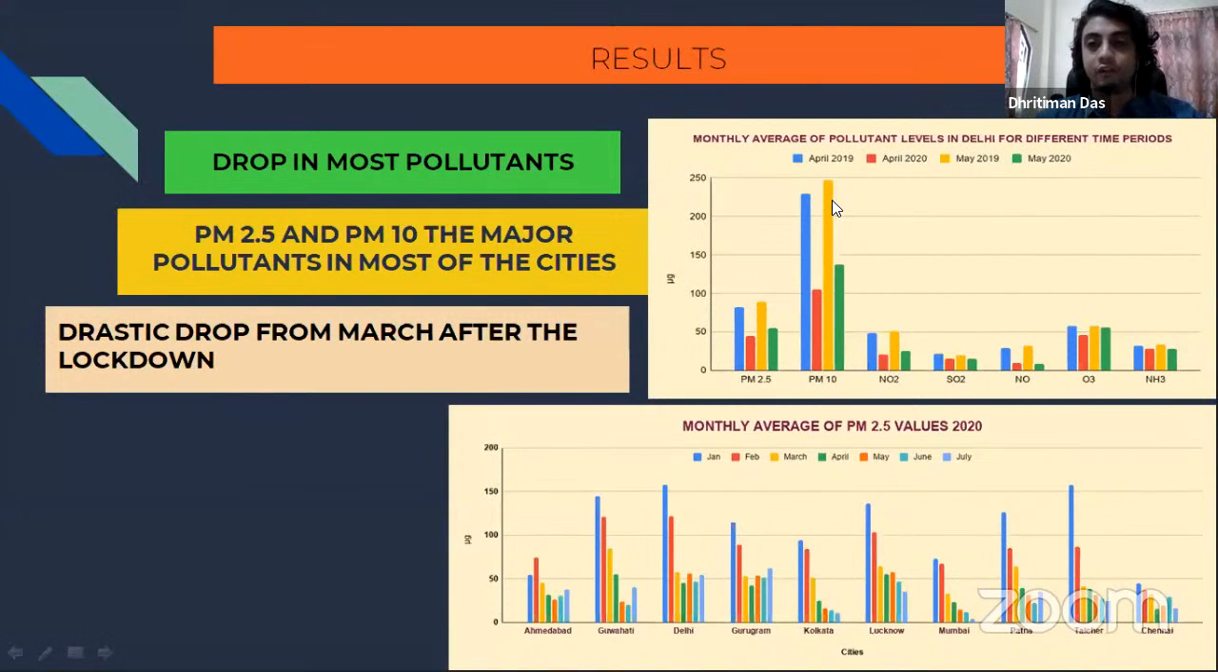Here are some graphical representations of the data that I have used for generating my maps, the same data. The first graph here is of Delhi. It shows a huge drop in pollutants like particulate matter 2.5, particulate matter 10, nitrogen dioxide, nitrogen oxide, sulfur dioxide. You can see there's a huge drop in most of the pollutants.